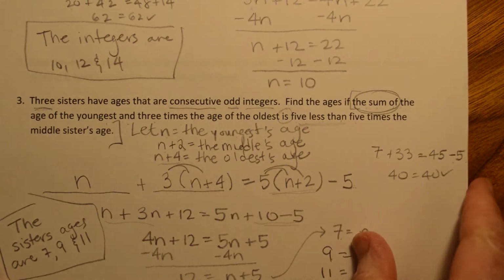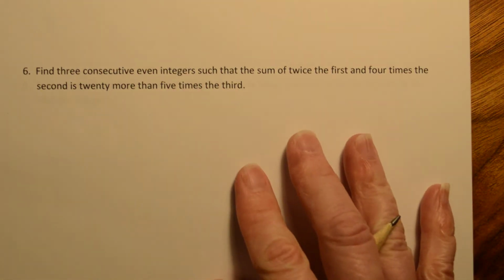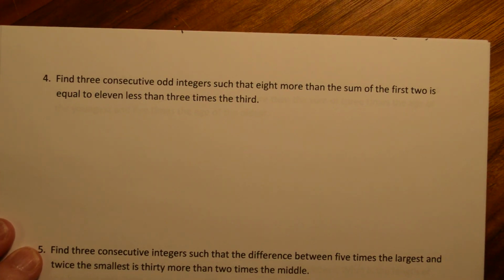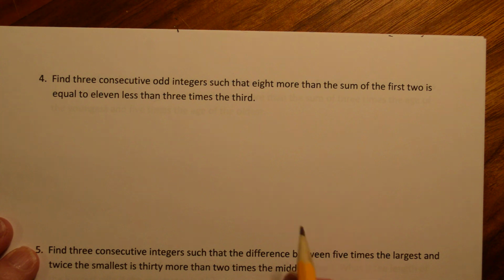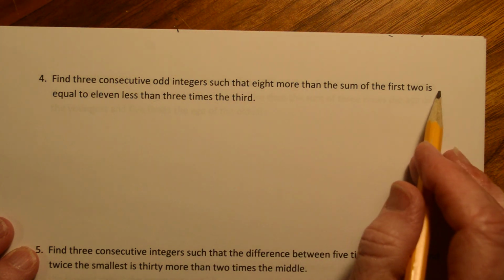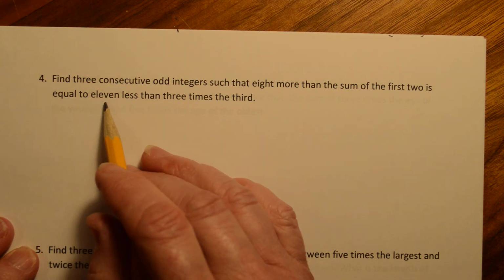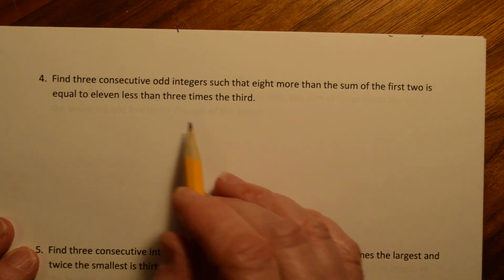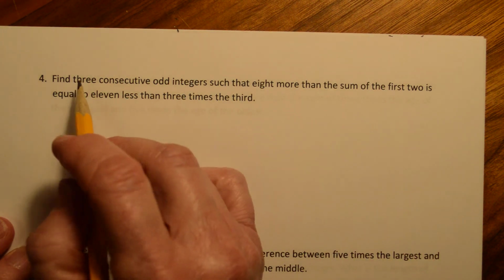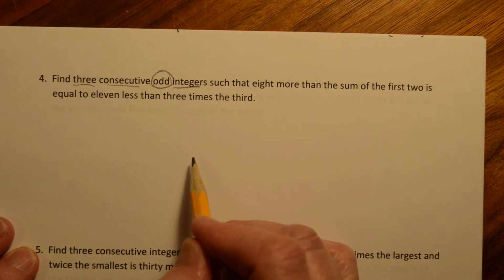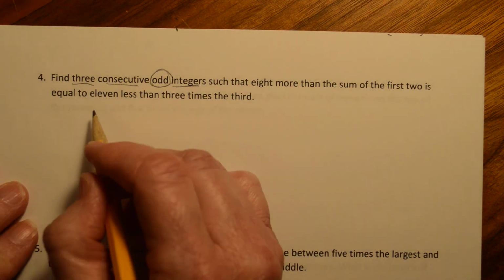Okay, let's take a look at number 4. Find 3 consecutive odd integers such that 8 more than the sum of the first 2 is equal to 11 less than 3 times the third. All right, so again, let's go back here and see what they're asking for. 3 consecutive odd integers. All right, so let's write them down.